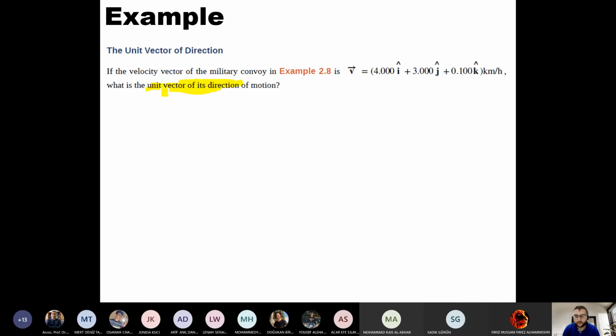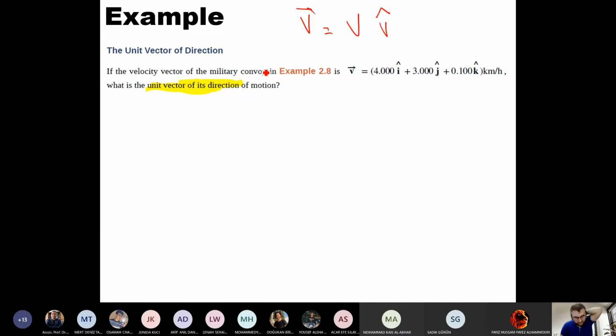Yes, you can find it easily. But first you must calculate the magnitude of this velocity vector. After that, when you calculate the magnitude of this vector, you can find its unit vector of its direction of motion from the definition of the unit vector. What is the definition of the unit vector? So, for example, for v is equal to v hat.